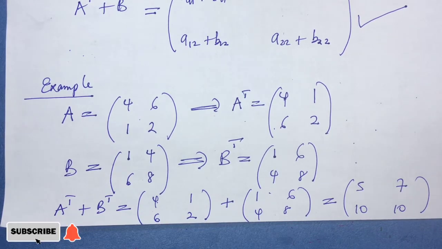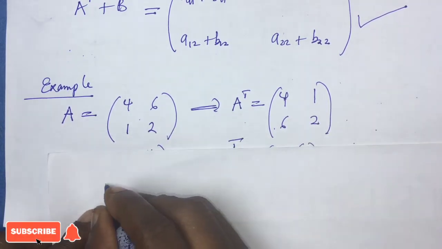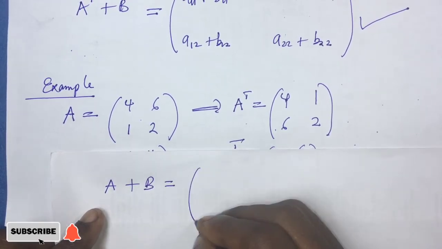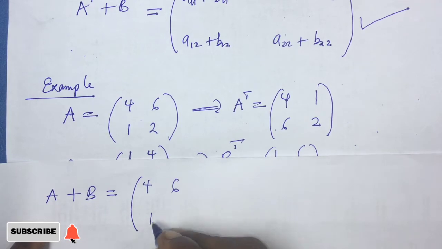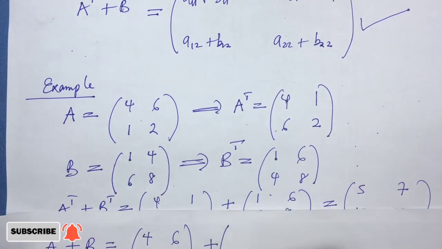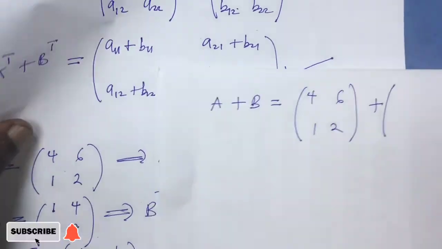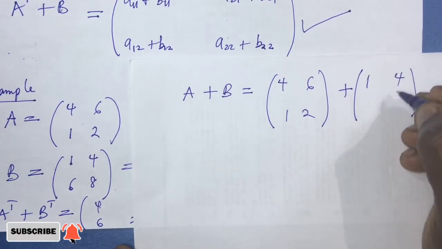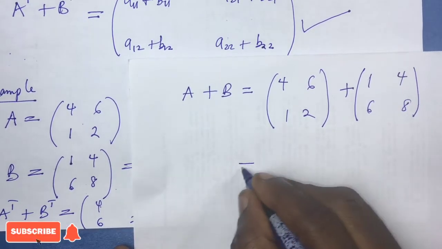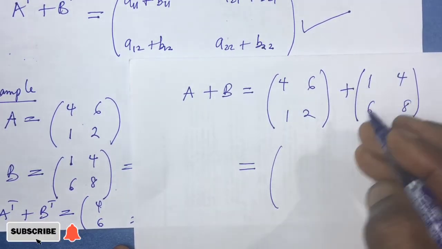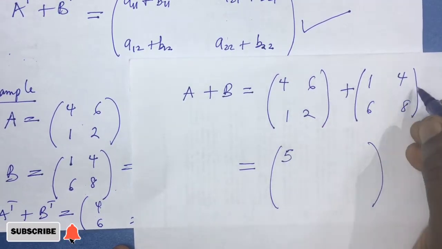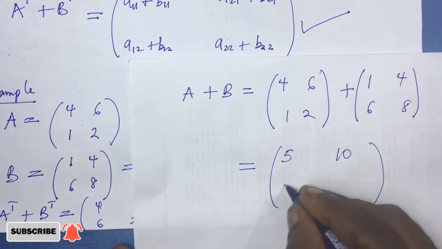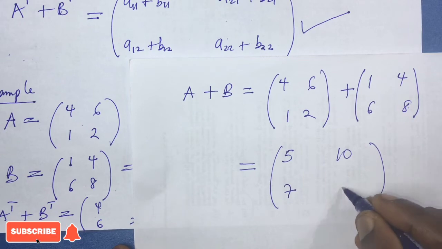Now let's see. To show if that will be the case, I'm going to put here A plus B. A plus B would be you adding 4, 6, 1, 2 as a matrix to the other matrix, which is the matrix B. The matrix B is 1, 4, 6, 8. Now, if you add both of them, you are going to have 4 plus 1, which is 5, 6 plus 4, which is 10, 1 plus 6, which is 7, and 2 plus 8, which is 10.